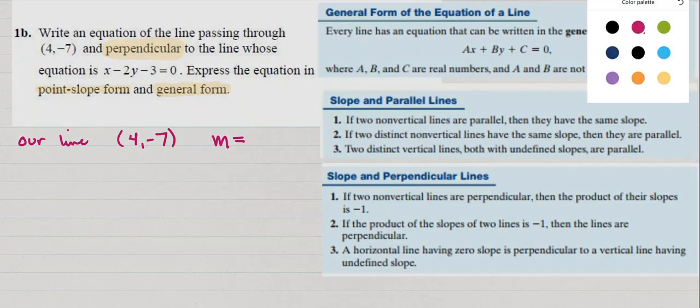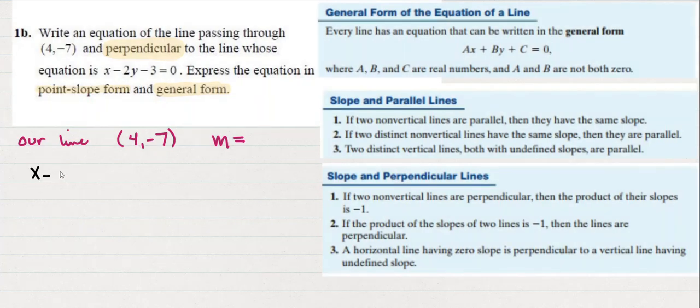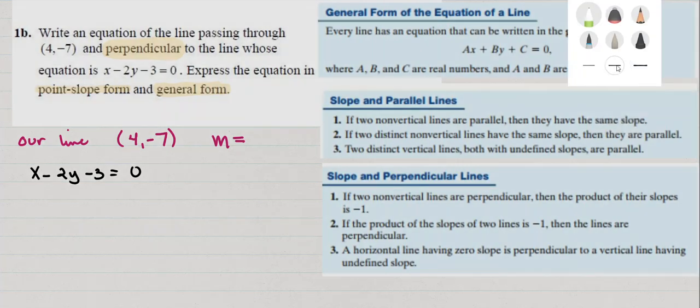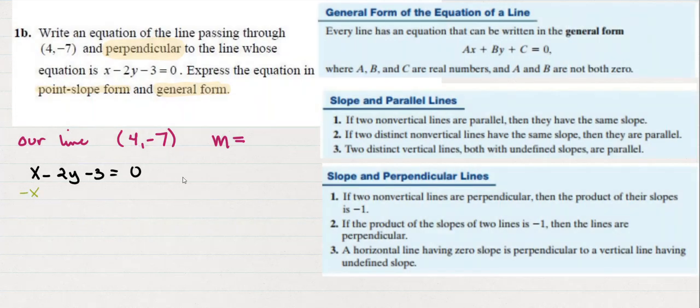So what I'm going to do with this line that we've got is I'm going to solve this for y, because if I solve it for y, I'm going to have the slope-intercept form of the equation. And if I have this in slope-intercept form, that's y equals mx plus b, then I can pull the slope right out. So I'm going to start by subtracting x and adding 3 to both sides.